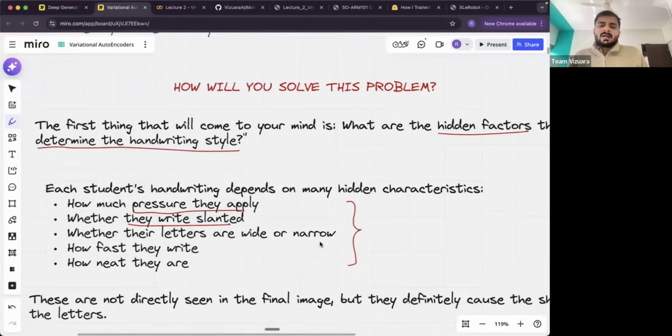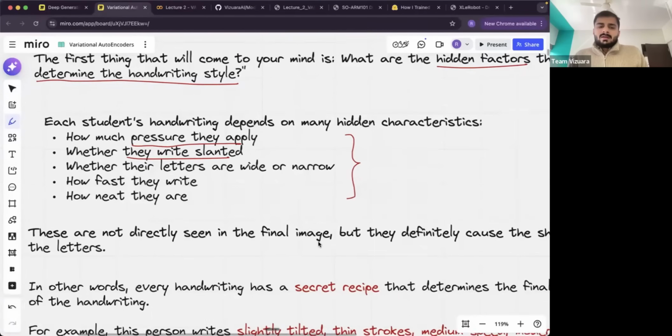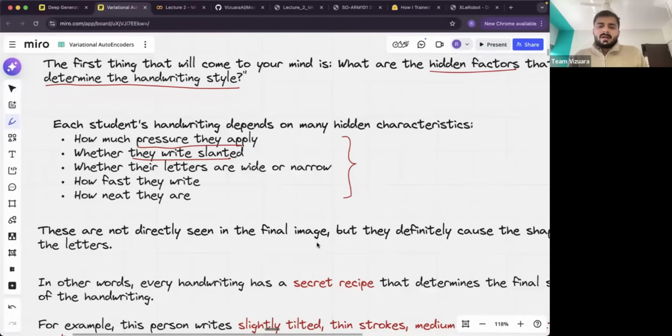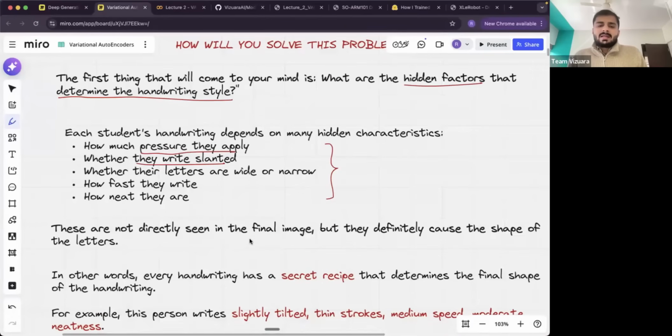Okay, fine. So let's try to understand this better. These hidden factors are not directly seen in the final image, but they are definitely causing the shape of these letters.